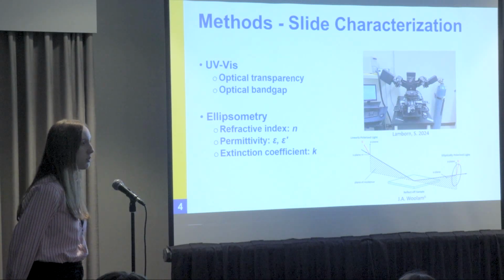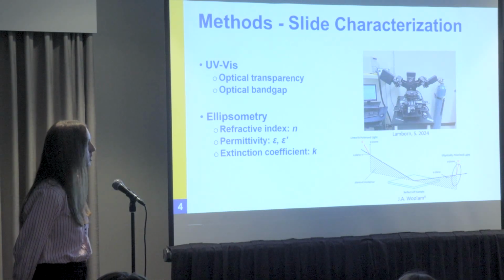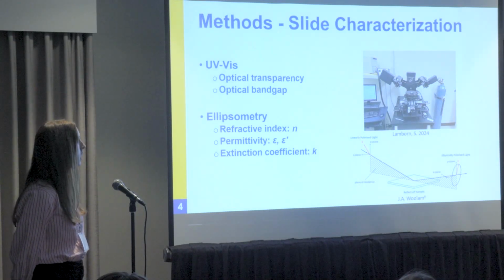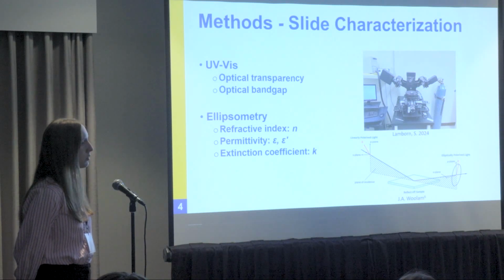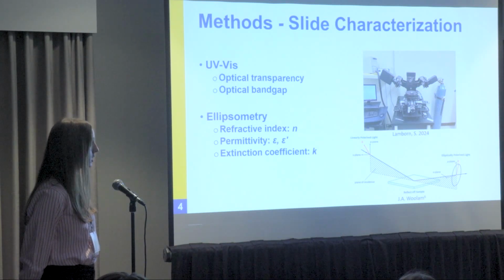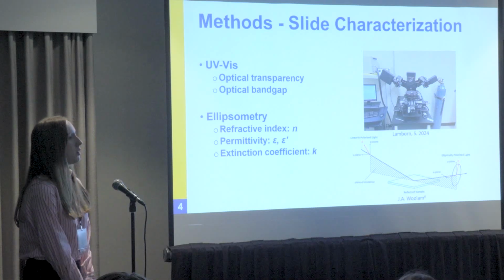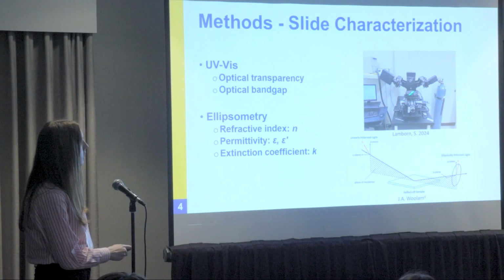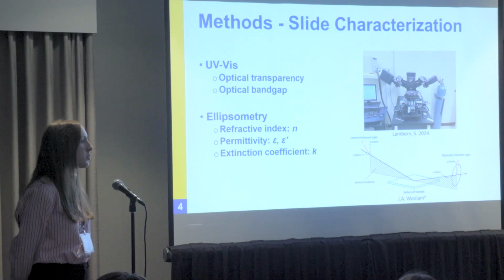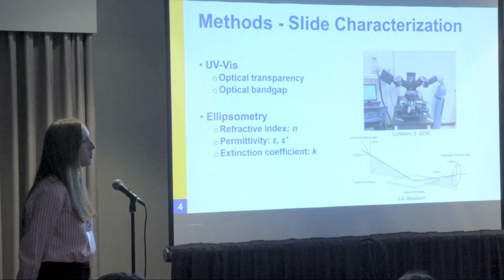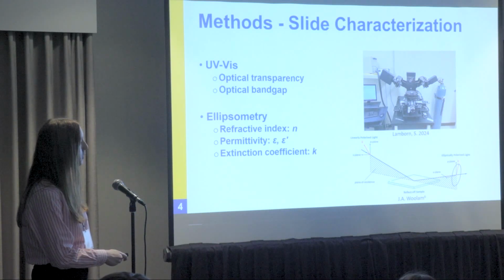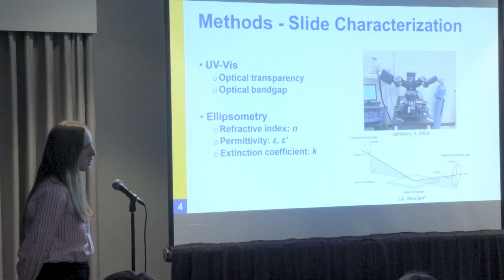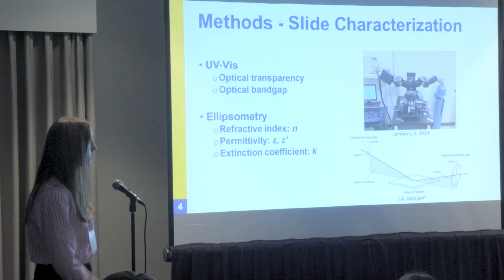Then we characterized our films using UV visible spectroscopy to look at the optical transparency and optical band gap of our thin films, and we also used ellipsometry to look at the refractive index, the permittivity, and the extinction coefficient. And for those of you who are not familiar with ellipsometry, there's an emitter, a sample stage, and a detector, and the ellipsometer involves shining a beam of linearly polarized light into your sample, which then is reflected into the detector, and the change in polarization can reveal optical properties of your film.